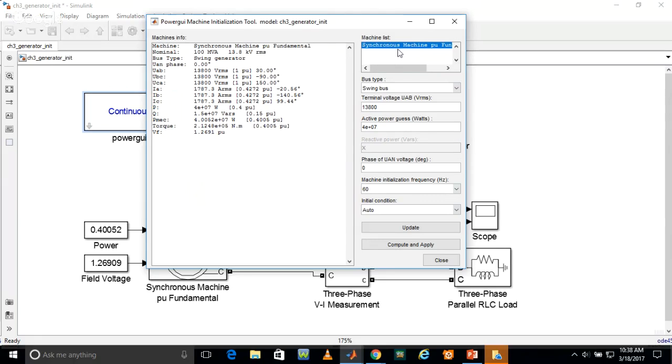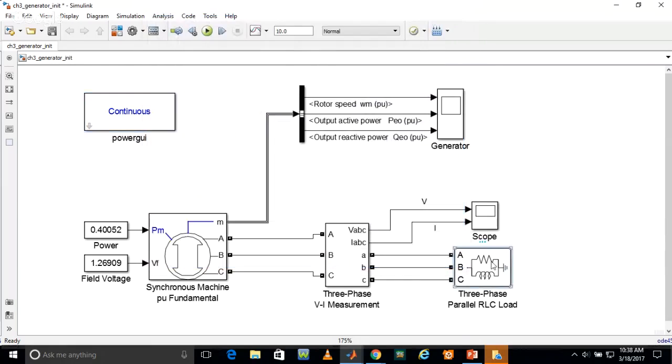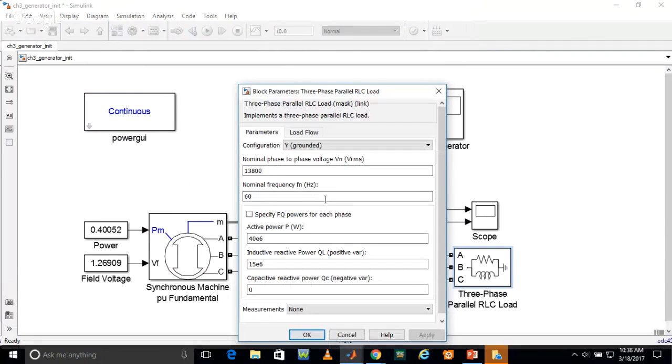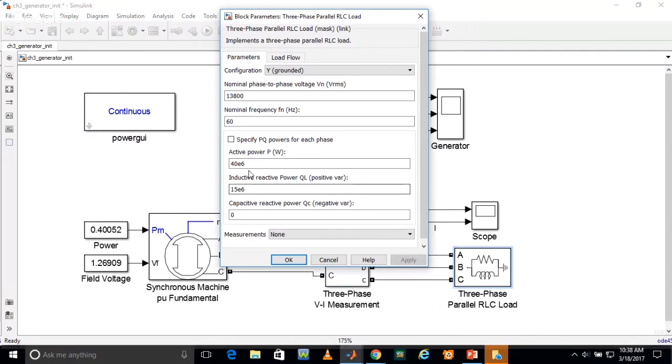So in this we have only synchronous machine PU fundamental. As you select this, then we go for swing bus because there is only one present. In the swing bus, we have to provide a terminal voltage VRMS and active power. We are providing it, that much power it's delivering. And in the three-phase RLC load, we have shown that active power is 40 megawatt and reactive power is 15 MVAR.